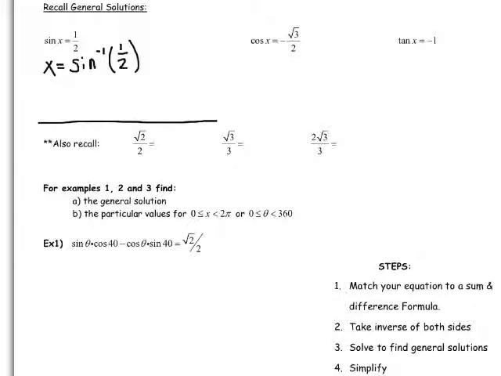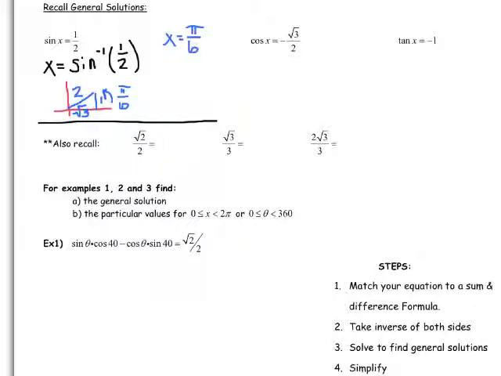And if I draw that triangle, the obvious triangle for us all to draw is in quadrant 1, where the opposite is 1 and the hypotenuse is 2. We know this would be root 3, and this would be pi over 6. So x equals pi over 6 would be our principal value.